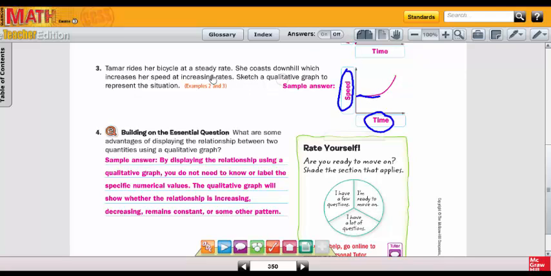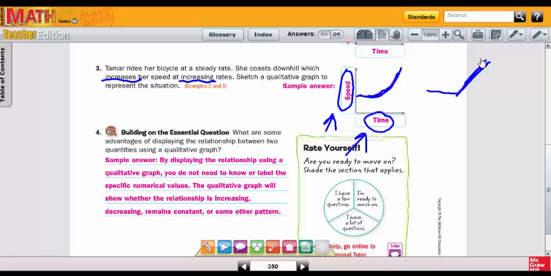She coasts downhill, which increases her speed at increasing rates. So in other words, she didn't ride steadily and then increase the rate, but do it at a steady rate. We increased it more and more and more, so it's becoming steeper and steeper. That's the key to this right here. Increases her speed at increasing rates. So your line needs to be sloped steeper and steeper. Don't forget labels. Question number 4.